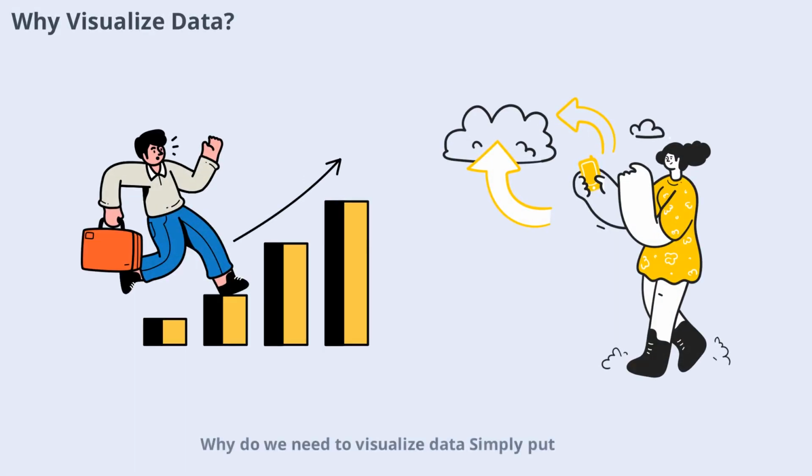Why do we need to visualize data? Simply put, our brains process visuals much faster than text or numbers. Charts, graphs, and maps help us quickly grasp complex information, spot trends, and identify outliers. Visualization makes data accessible to a wider audience, breaking down barriers between technical experts and non-technical stakeholders. By presenting data visually, we can tell compelling stories, support arguments, and drive informed decisions. In the next scenes, we'll look at the most effective techniques to bring your data to life.